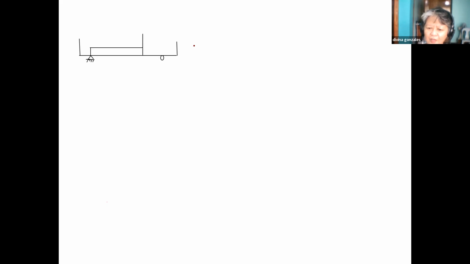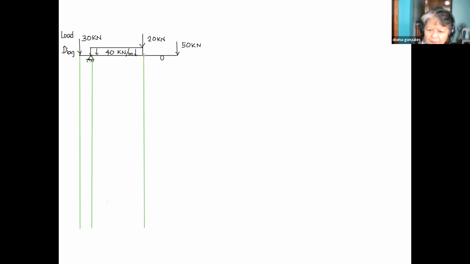Okay, so let's start solving this particular problem. Whatever is given, this is called our load diagram. Of course the load diagram contains the loads on the beam. Let's say we have 3 concentrated loads. One is 30 kilonewtons, and let's say this is 20 kilonewtons, while this is 50 kilonewtons. And we have a uniformly distributed load of 40. When it is uniformly distributed over a certain length, the unit should be expressed in kilonewtons per meter, all over the entire length. Then at every change of loading, we project it down. We need the length, so down, down, down.